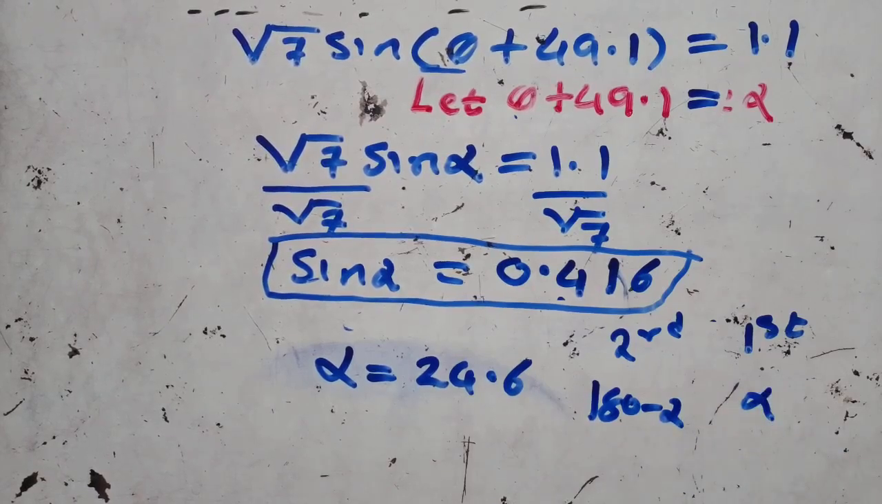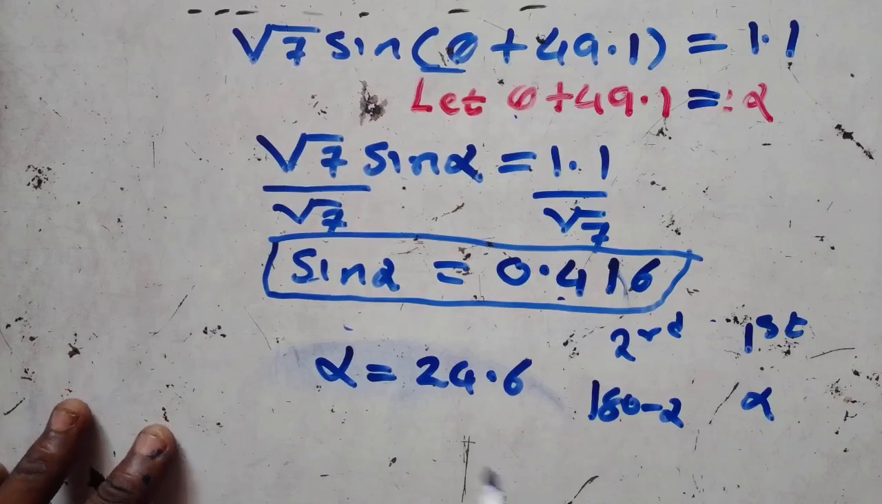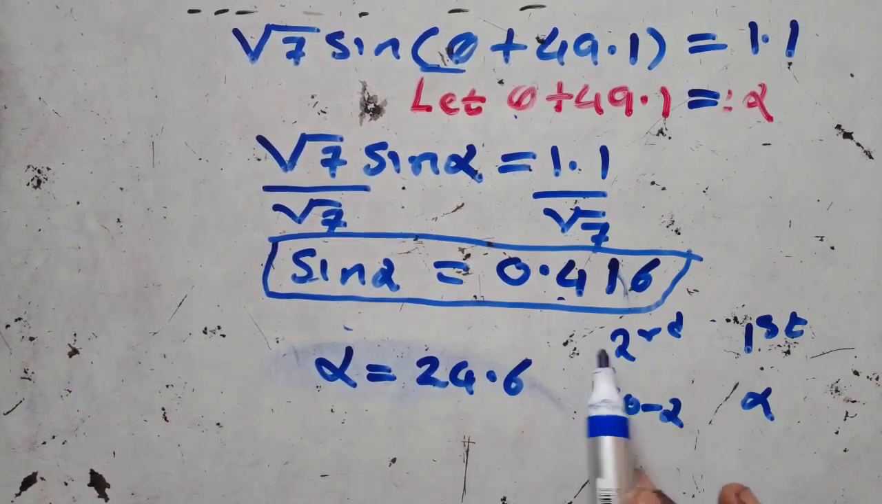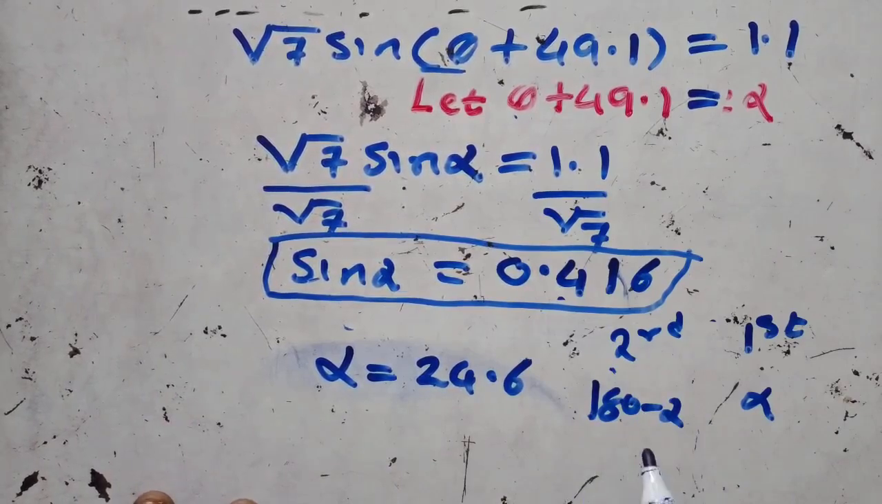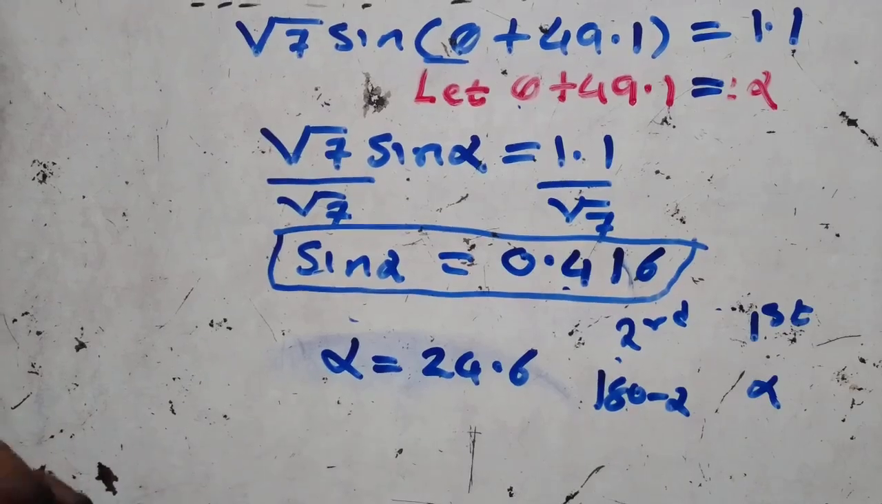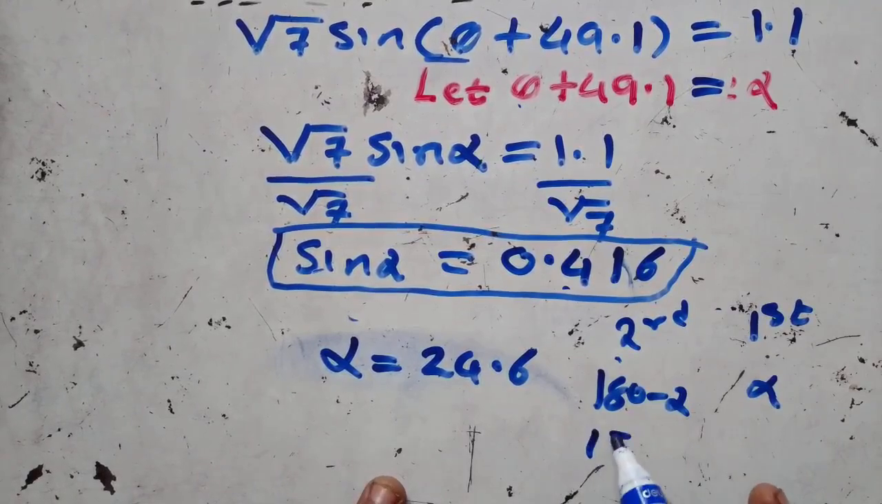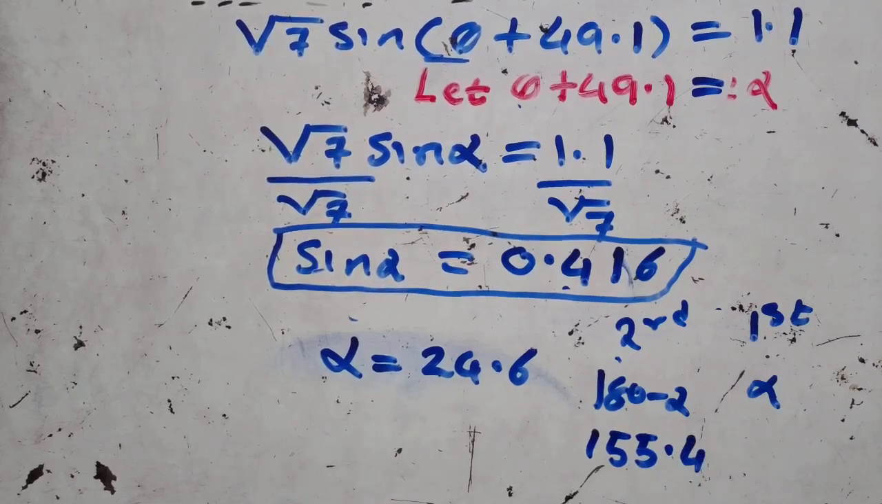So here we are going to have two angles. We have this one, and we also have the one in the second quadrant, which is 180 minus acute. 180 minus our acute, which is 24.6, gives you 155.4. So these are the two values for acute.